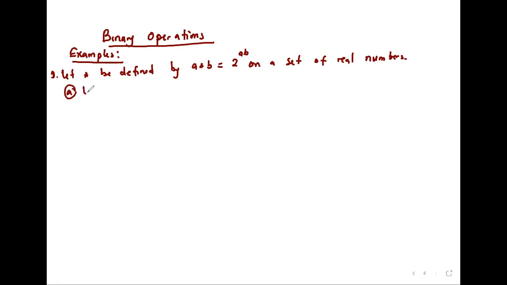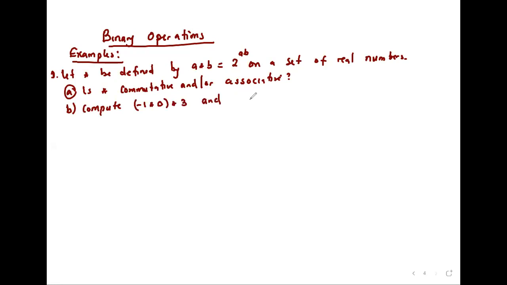A: is star commutative or associative? B: compute -1 star 0 star 3 and -1 star 0 star 3, with the brackets grouped in the two different ways.